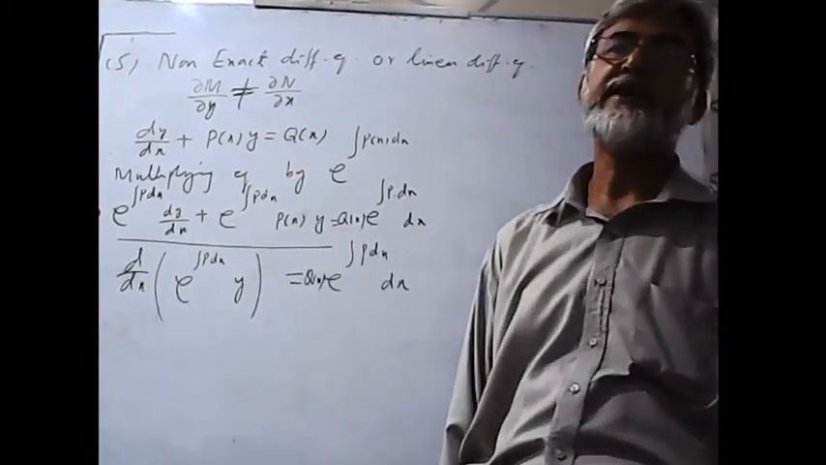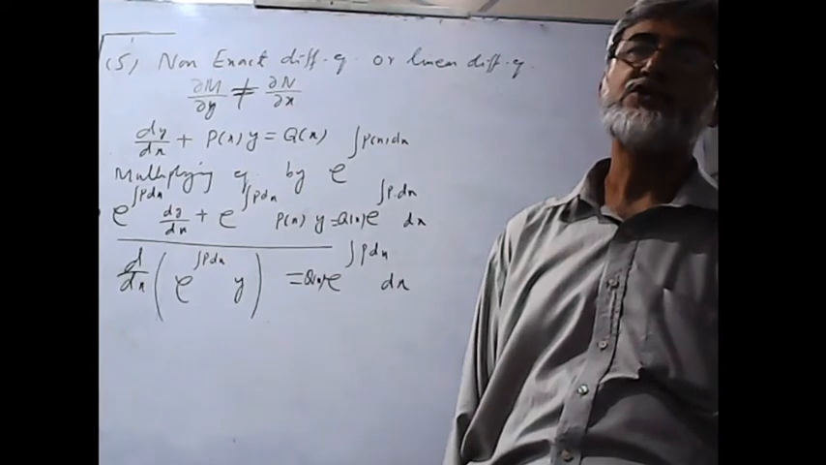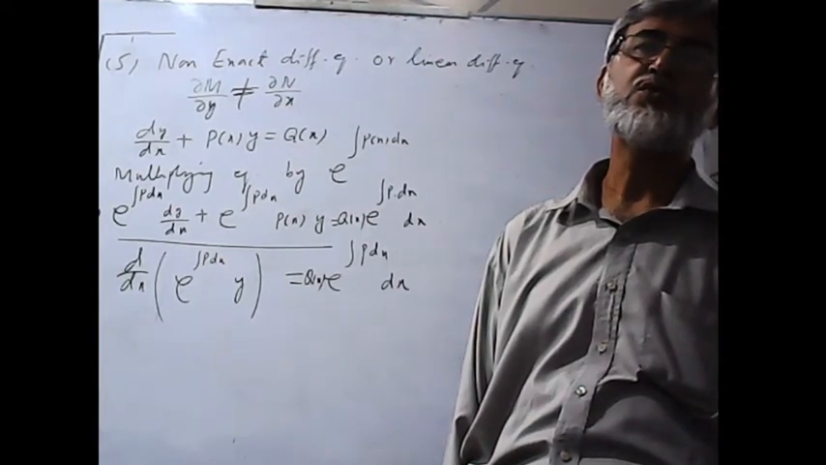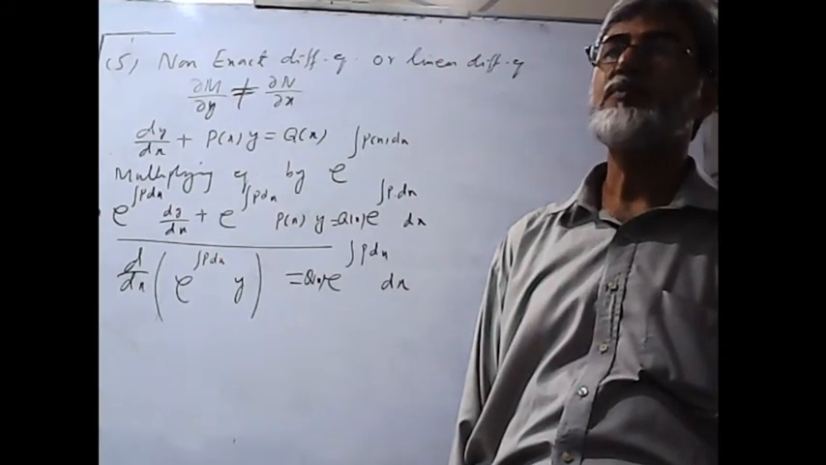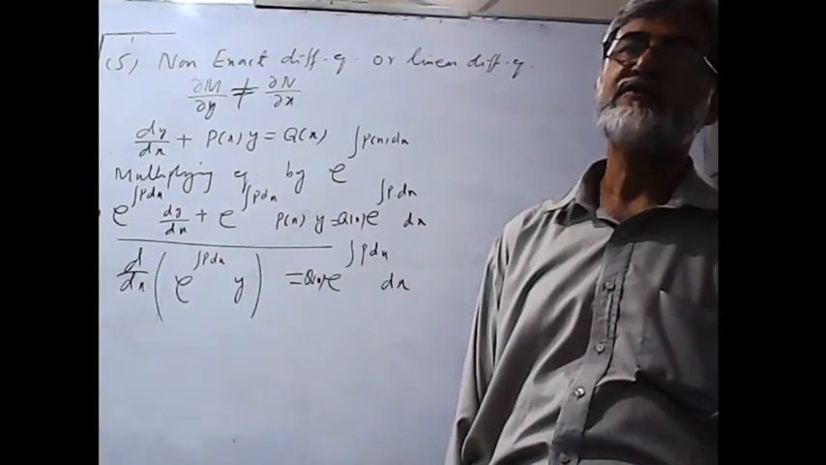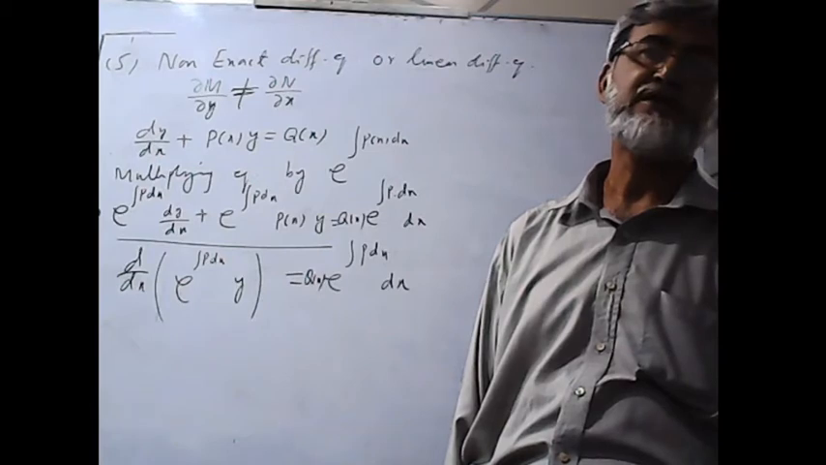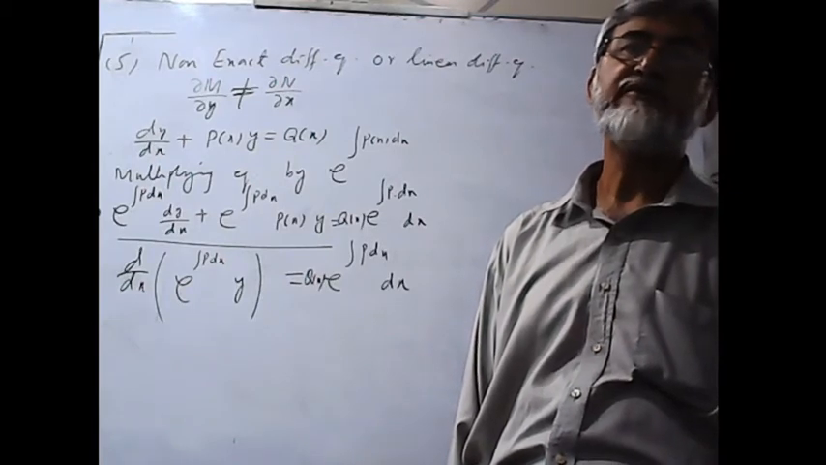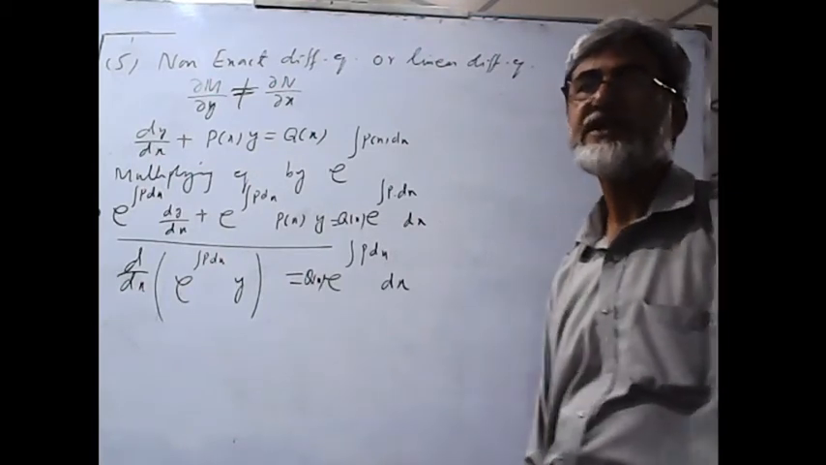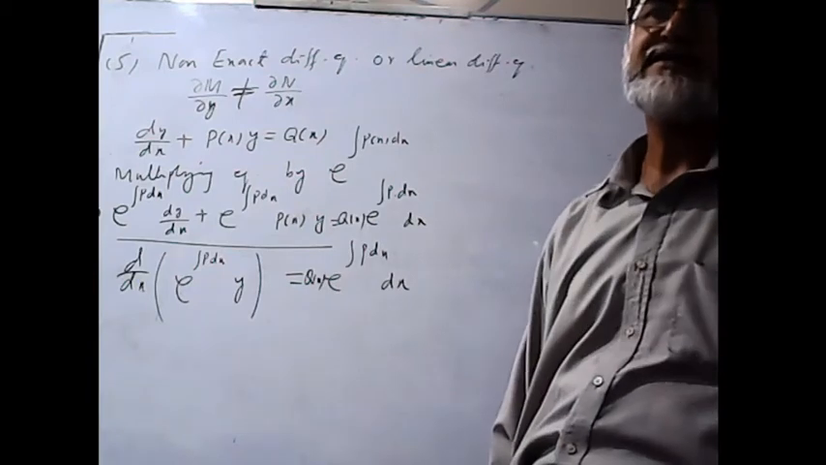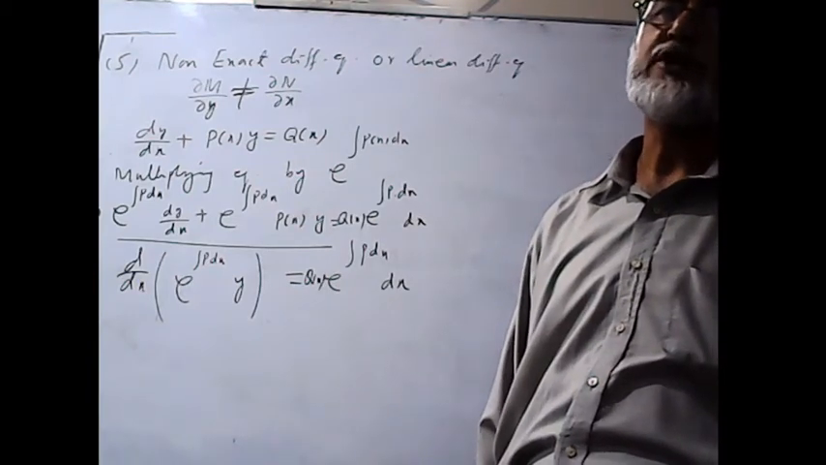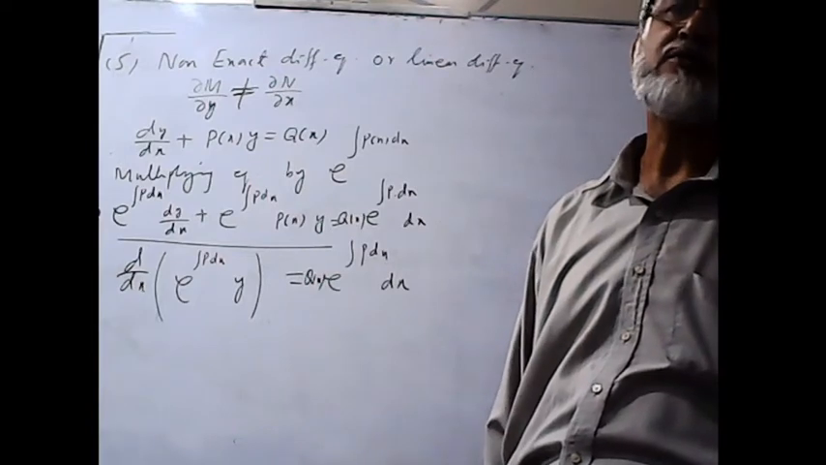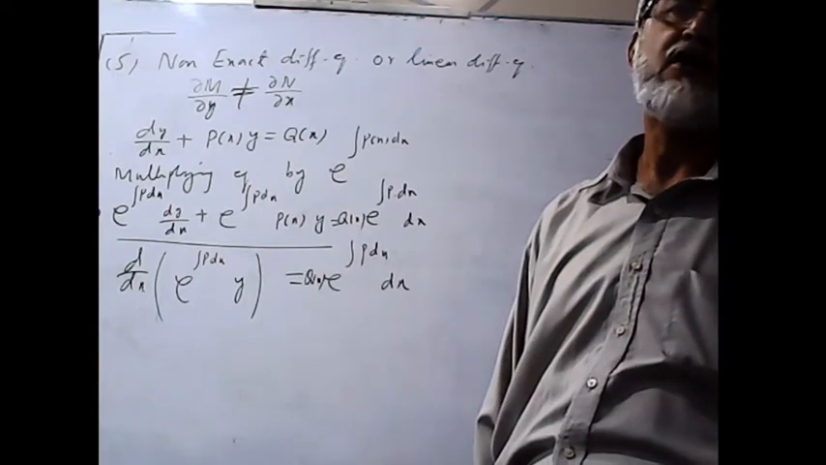Generally we find dy by dx of u into v, which is equal to u dv by dx plus v du by dx. But here we use the expression u dv by dx plus v du by dx is equal to d by dx of u into v. The same formula in reverse order.